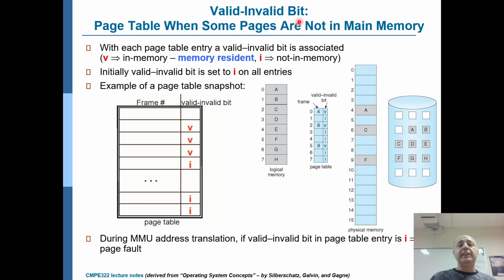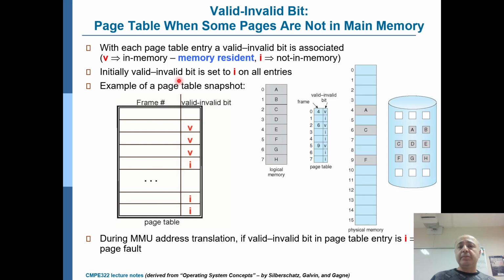So this valid-invalid bit concept once again. What happens when in the page table some pages are not in memory? With each page table entry, remember here we had a valid-invalid bit. Okay, so it is valid for memory resident pages and invalid otherwise.